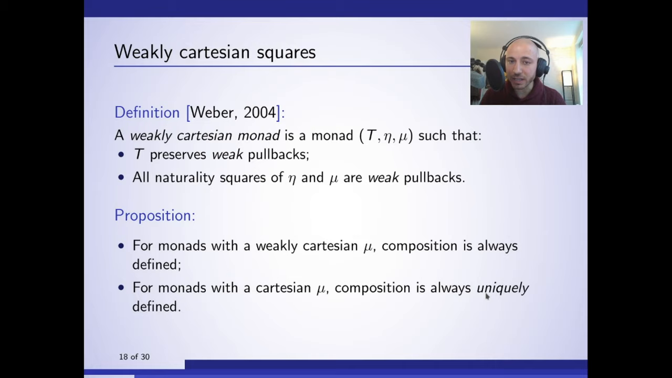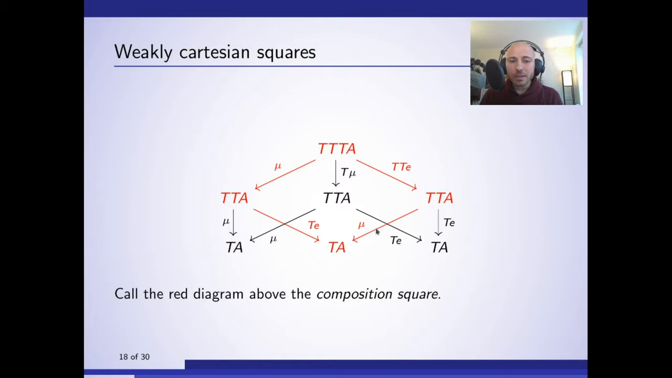Why? Well, remember how we did this. We had a formal expression here, and a partial evaluation here that was mapped by mu here to TE, and a partial evaluation here that was mapped by mu to the same element, and TE here. Now, suppose that this red square is a weak pullback. Then we can find an element up here, a triply boxed formal expression, that closes the diagram and makes it commute. By mapping it down to TTA, we have our composite partial evaluation. And moreover, if this red diagram is a pullback, not just a weak pullback, the element up here is unique. So we even have a unique triangle, which gives us the composition. That's why.